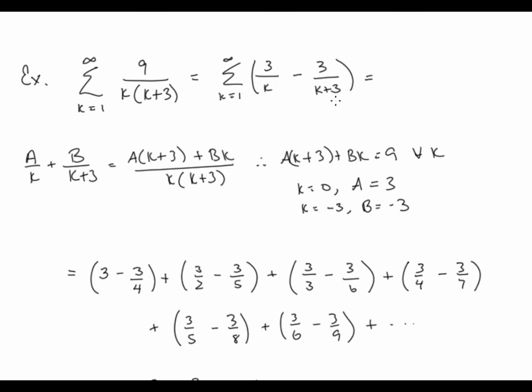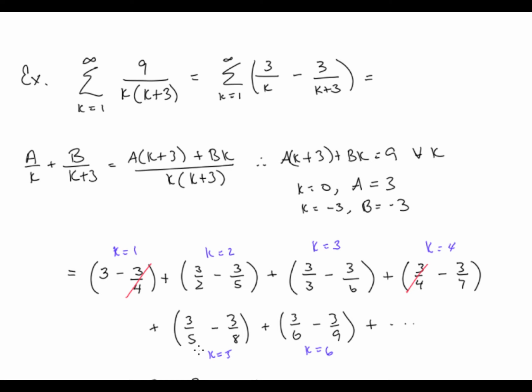And if we write it this way and start to look at the terms in the series, let's see what we get. When k is equal to 1, we get 3 minus 3/4. When k is equal to 2, we get 3/2 minus 3/5. When k is equal to 3, 3/3 minus 3/6. K is equal to 4, k is equal to 5, k is equal to 6. Let's take a look at what's going on here. When we get to k equals 4, we realize that we have a positive 3/4. Well, we had a negative 3/4 here. Those are going to cancel.